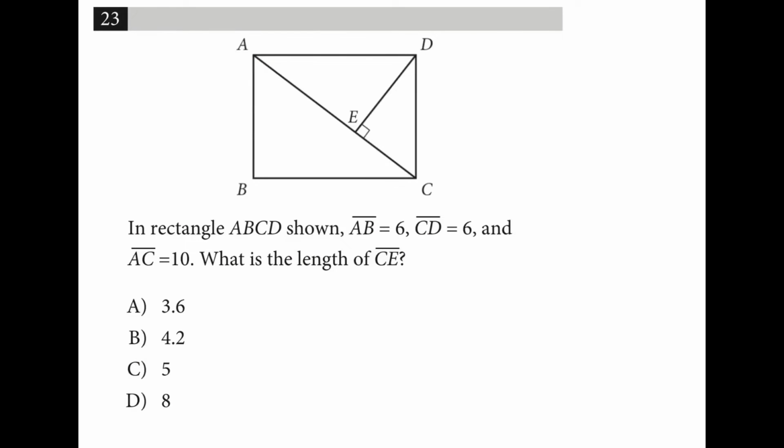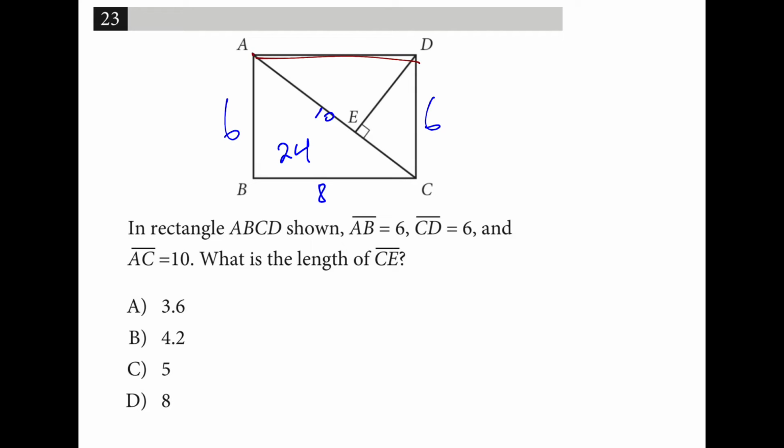So they tell me that the side lengths are 6 here, and this diagonal is 10. Using the Pythagorean theorem, I could figure out that this side length is 8. 10 squared minus 6 squared is equal to 8 squared. And then I can figure out the area of this triangle. It's going to be 24. 8 times 6 divided by 2.